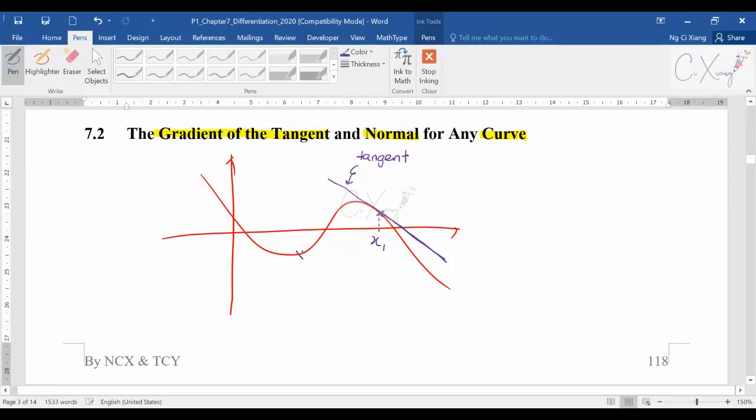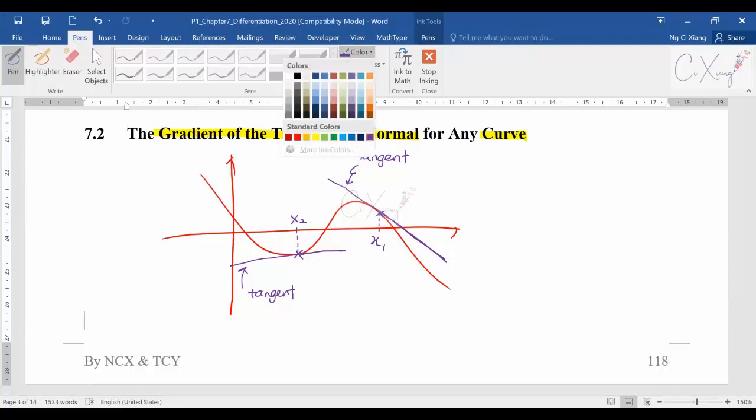So on any graph, you can see there are a lot of different tangents. Like this is the first tangent that I have. Then maybe when I have x2 here, I will get another tangent. You'll see that these two tangents have different equations. The gradient is different, so the equation is also different. It is based on where your x is.